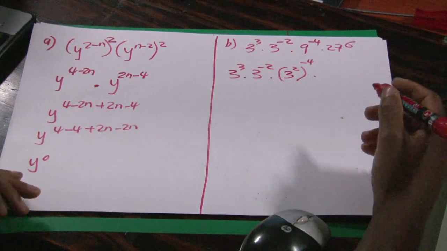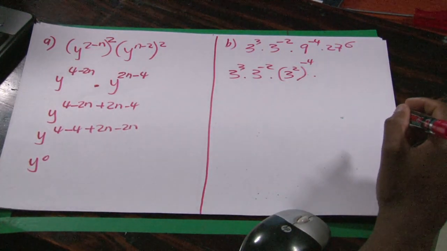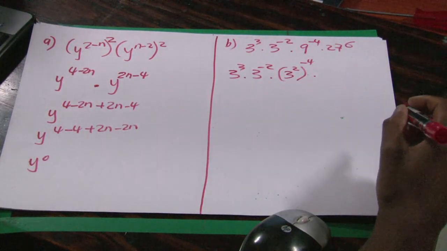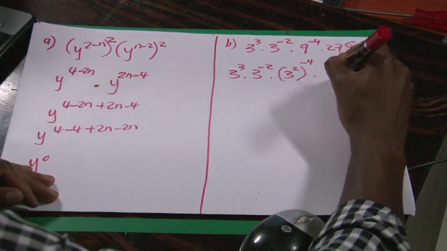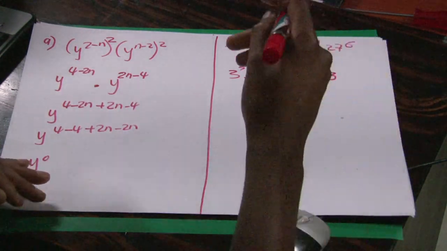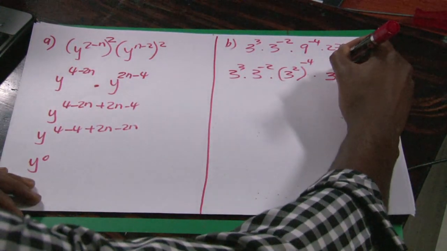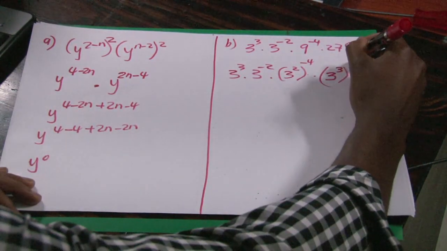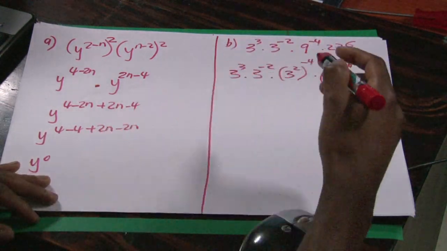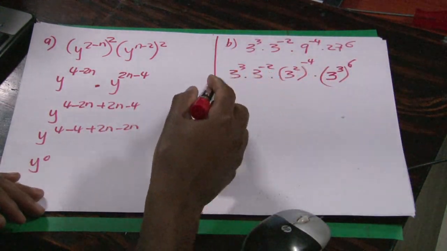Then 27 to the power 6. That 27, how do you get that one now? The cube root of 27 will give you 3 to the power 3. 3 times 3 is 9. 9 times 3 is 27. So 3 to the power 3, the whole of it to the power 6. Now you have all the bases the same, it is 3, 3, 3, 3.